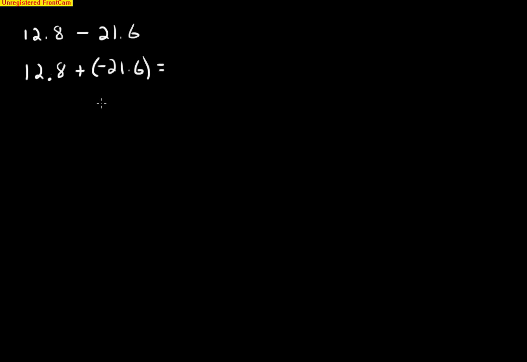Okay, so that's different from subtracting a negative. Subtracting a positive, you make it a plus, but then you've got to move the negative over to that second number. So that's the second kind that you're going to see, and we've done those before. So at this point, it's just a regular subtraction problem. So positive 12.8 and negative 21.6.